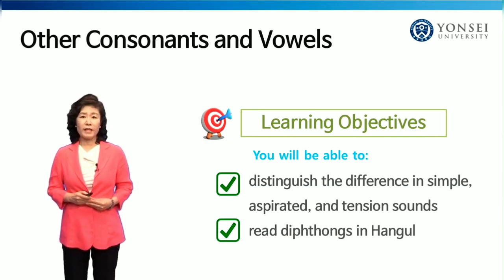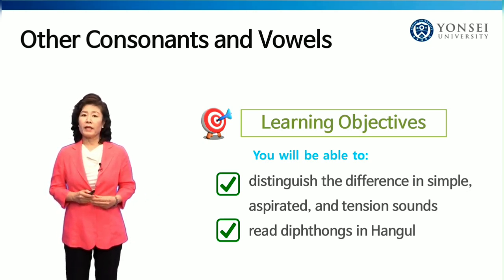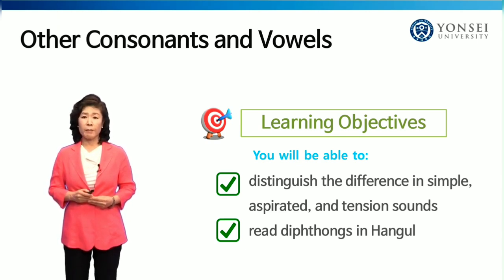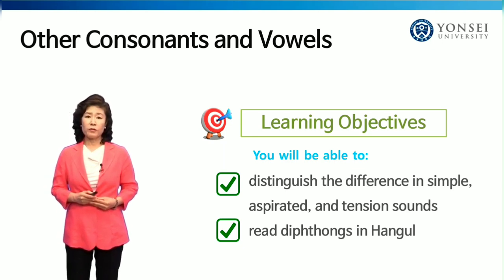We have studied the 10 basic vowels and 14 consonants in previous units. Now, can you read letters formed by their combinations? I have no doubt that you all will do fine. In this unit, we will study vowels and consonants that we didn't cover. We will put special efforts to distinguish the difference in simple, aspirated, and tension sounds. You will also be able to read diphthongs in hangeul.